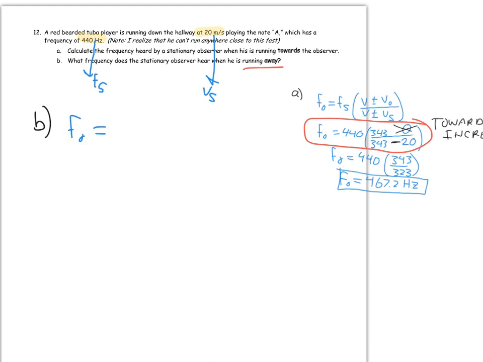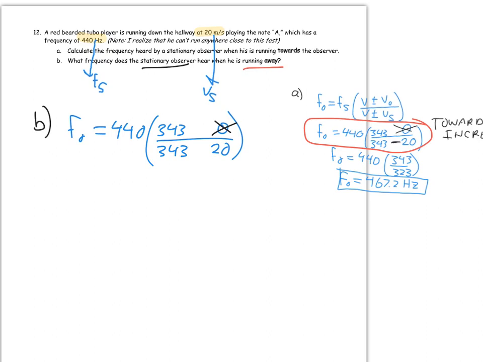So I can say the frequency observed is going to be 440 times 343 on the top and the bottom. That's still the speed of sound. The observer is still stationary. The source is still moving at 20. The top still does not matter because the observer still is not moving. All we need to think about now, though, is what's going to happen on the bottom. Should we be adding or subtracting that 20?